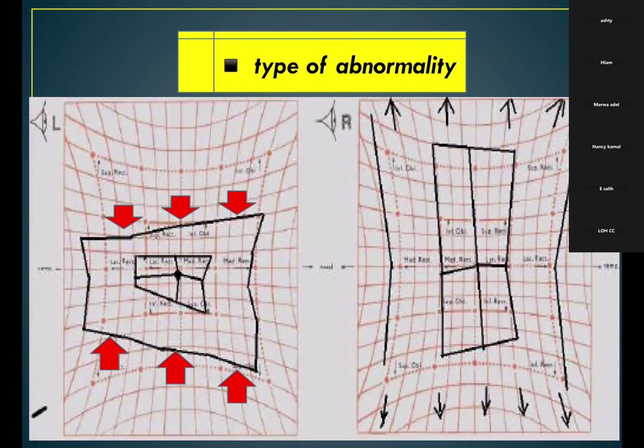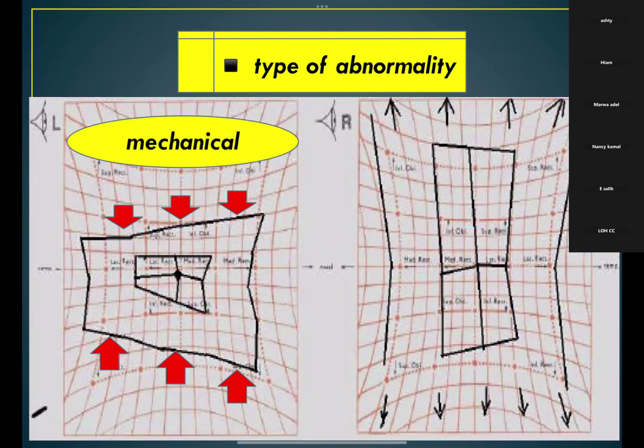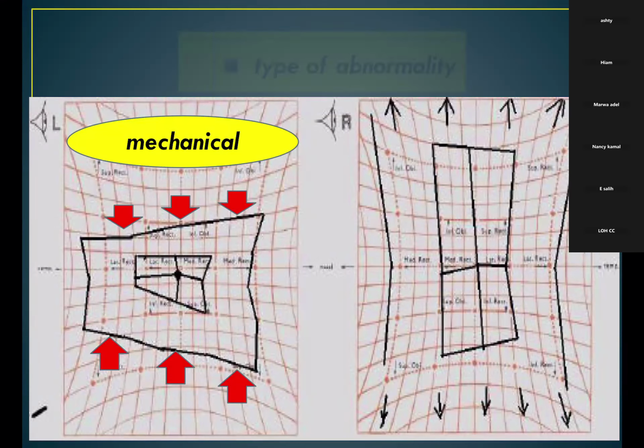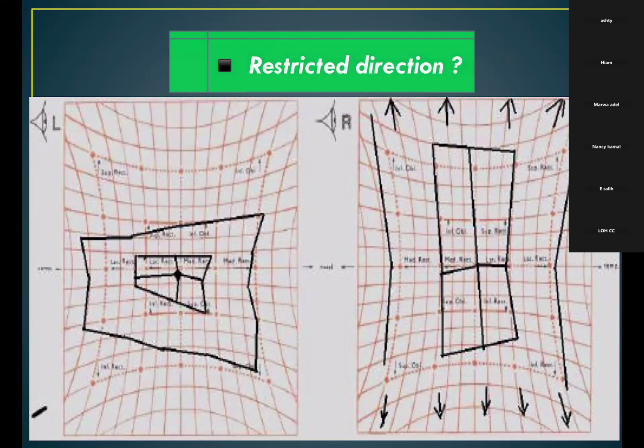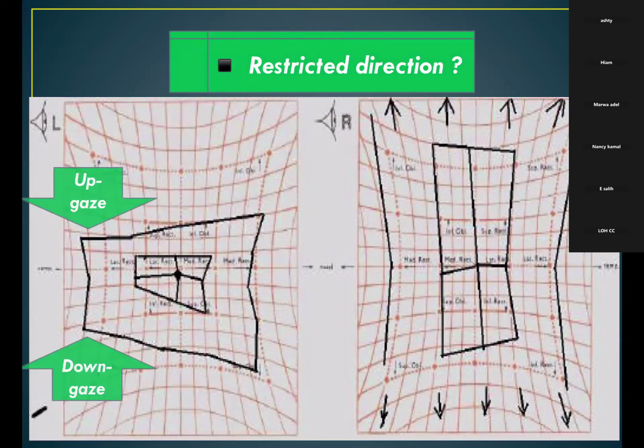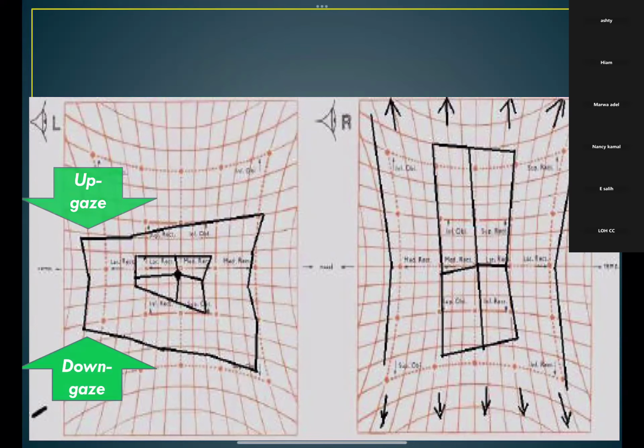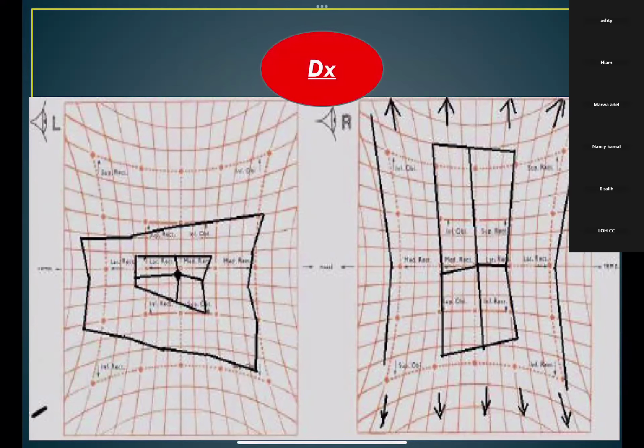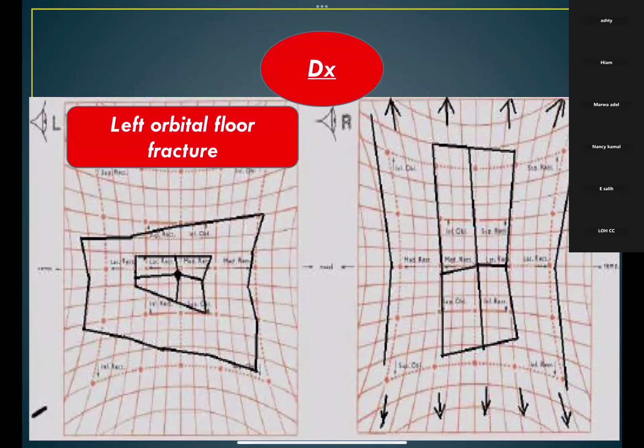Okay, now it's very clear after I saw the picture. Yes. They are not acting according to Sherrington's law. So this is mechanical, which means restrictive, because there is no overaction. Both up and down gaze are affected in such a case. And this is an orbital floor fracture, as I remember. Thank you so much. Now it's very clear for me.